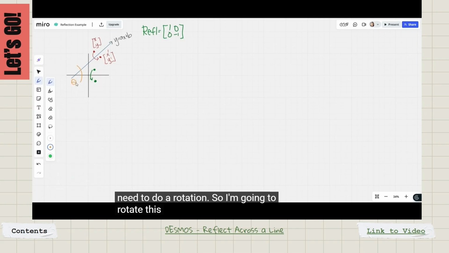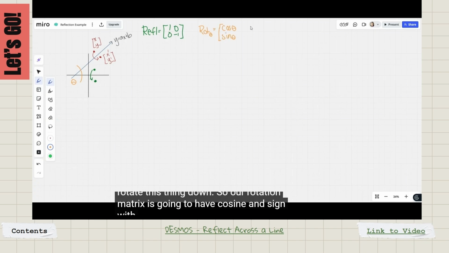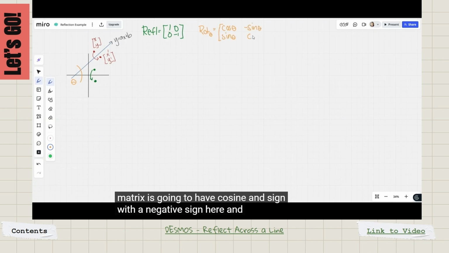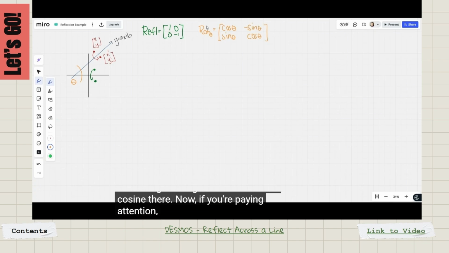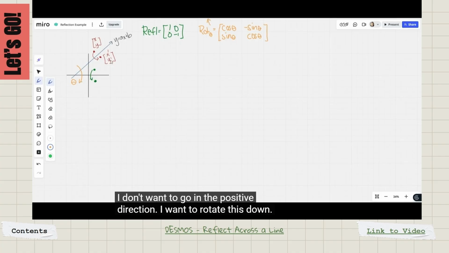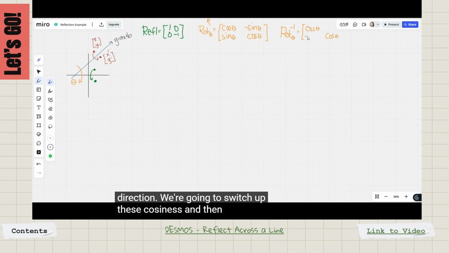So I'm going to rotate this thing down. So our rotation matrix is going to have cosine and sine with a negative sign here and another cosine there. Now, if you're paying attention, this is a positive rotation. I don't want to go in the positive direction. I want to rotate this down. So I'm going to take an inverse, right? So I can get the rotation going in the right direction. We're going to switch up these cosines and then switch up the sines.